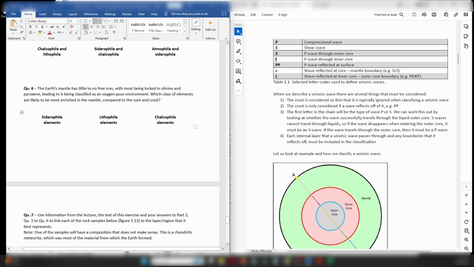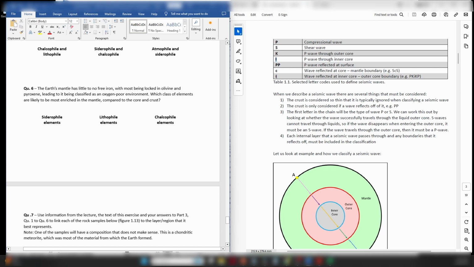And then we have question 6, which is the Earth's mantle has little to no free iron. So when we look at samples of the Earth's mantle, what we don't see are little droplets of iron by themselves. Any iron that's present in the Earth's mantle is typically encased or part of minerals, like olivine or a range of different oxide minerals. When we look at these mantle samples, it's not like the core. There's no liquid iron. There's no solid iron anywhere. So the Earth's mantle has little to no free iron, with most of it being locked in olivine and pyroxene, leading to it being classified as an oxygen-poor environment.